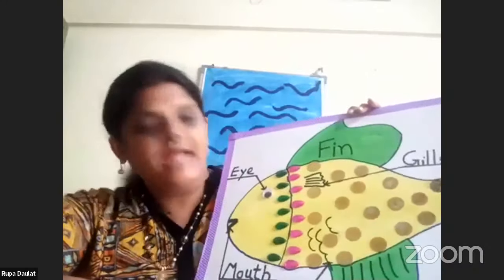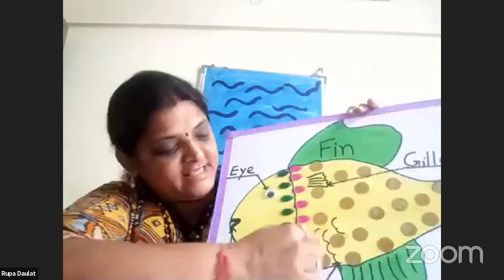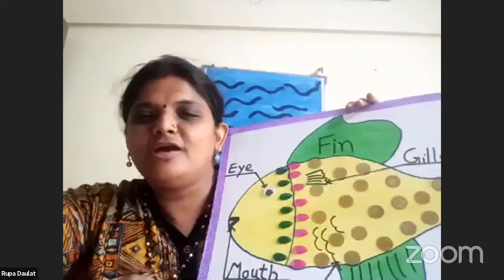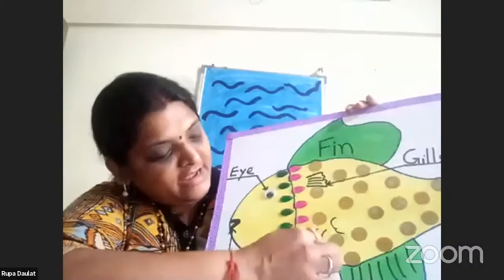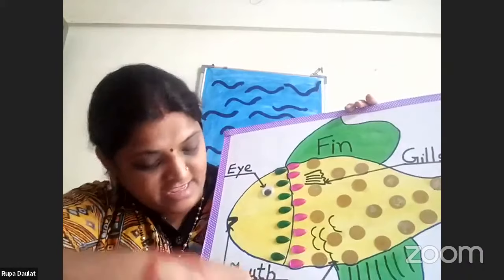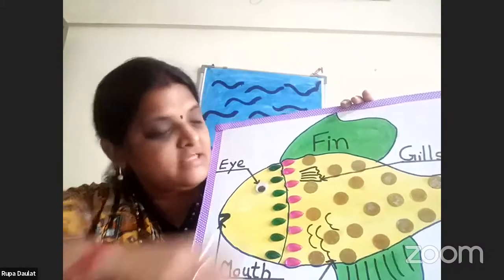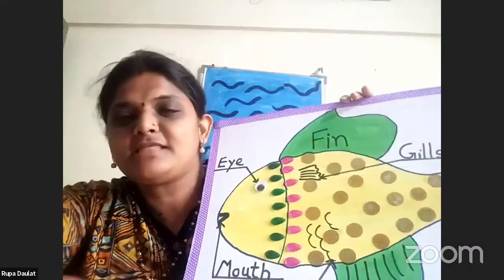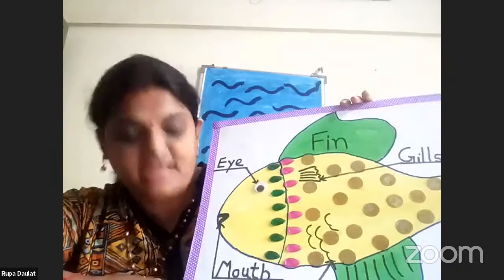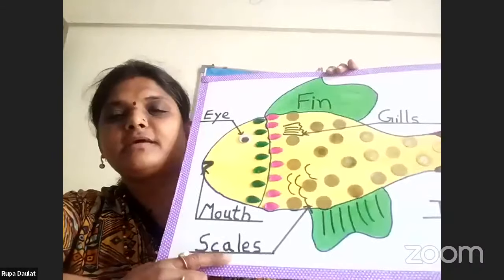Yes. Okay. And when we draw fish in our school, we draw like this one. See this line. You all see the real fish? Yes or no? Yes. So some fish look like this type of design. This we say scales. What we say? Scales. Scales means fish skin. Okay, students. So say the spelling of scales. S-C-A-L-E-S.